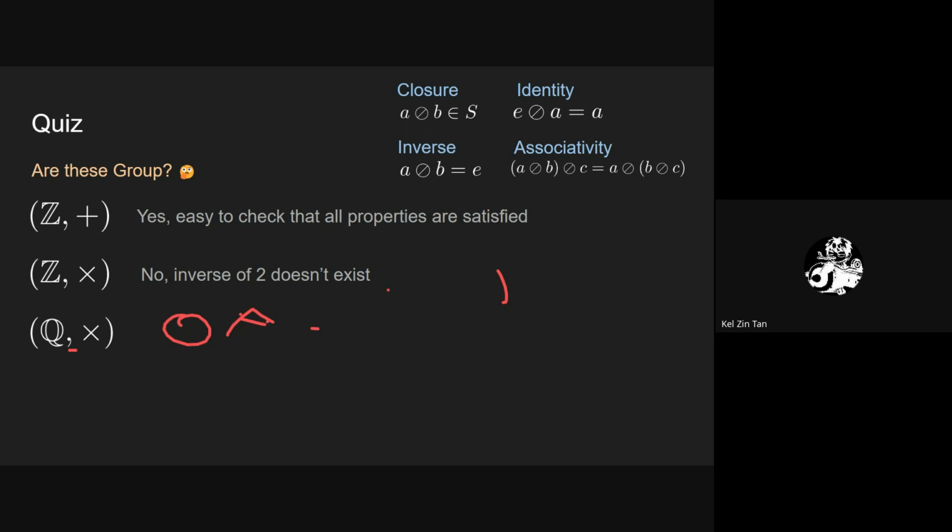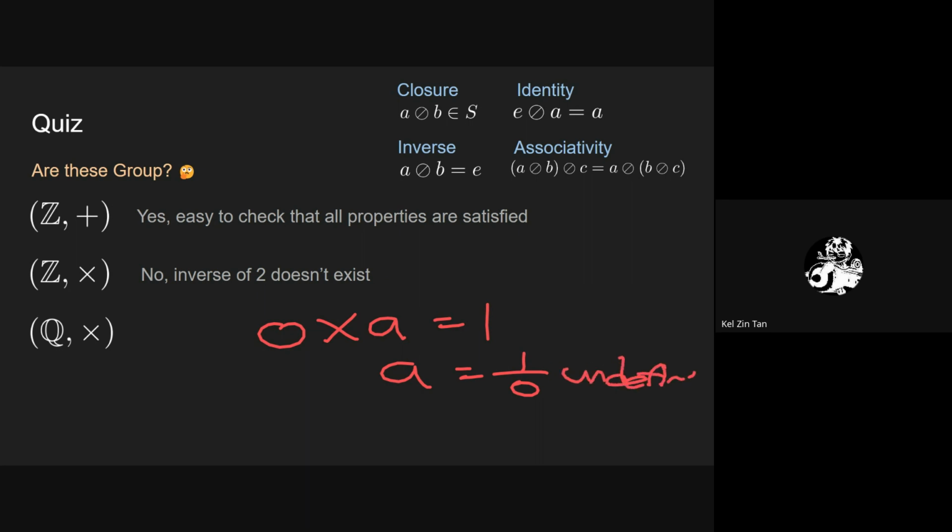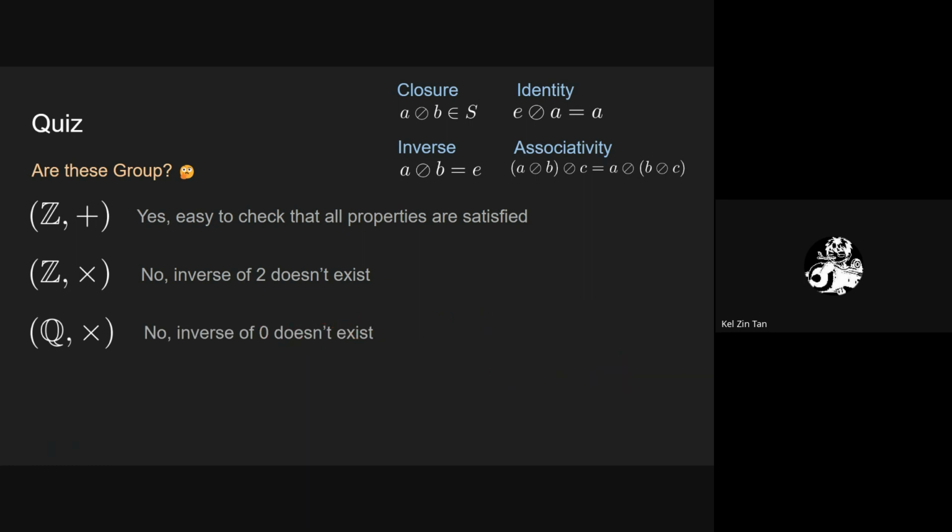Okay, so yeah, we do not have anything that multiplied with 0 equals 1. And if you try to divide, you get 1 divided by 0, and we know that this is undefined. So actually there is no inverse for the 0 element. So this is not a group. Okay, so now I remove the element 0. Is this finally a group?